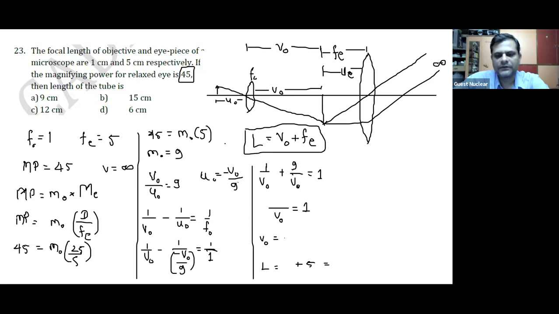And 1 plus 9 by VO becomes actually 10 by VO, which means it will be 10 actually. Yes. If we cross multiply it here, then we can just get that VO will be equal to 10 centimeter directly. तो ये VO मिल गया हमको 10, और FE जो है वो ऑलरेडी 5 है. तो ये अगर हम यहाँ पे डाल देते हैं तो 10 plus 5 मतलब हमको ये मिल जाएगा 15 centimeter, which will actually be the length of the tube here in this way. Okay, let us see the next question.